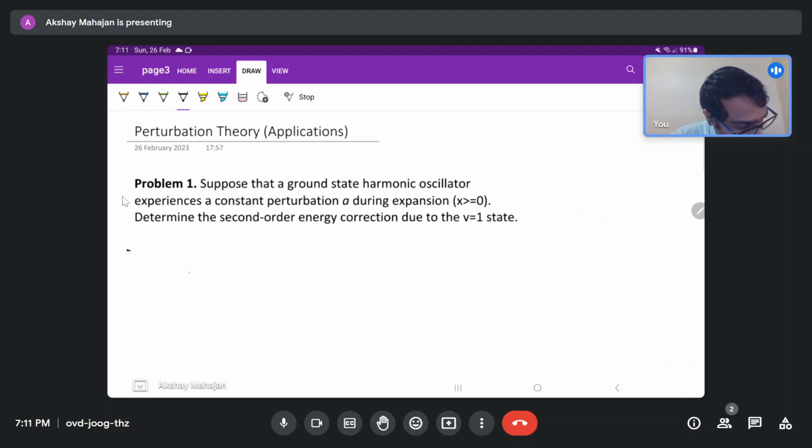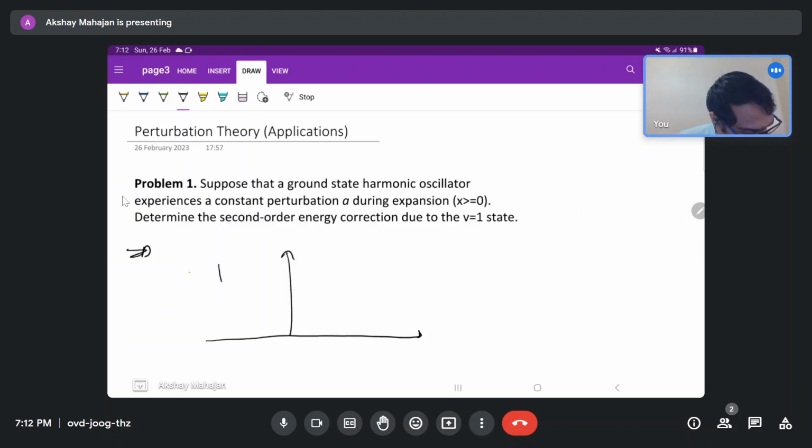Okay, so now our psi1 of x function, let me first write the psi1 of x. So what it is saying is that we have a ground state harmonic oscillator. So we are considering this in 1D only. This question is being done in 1D only.